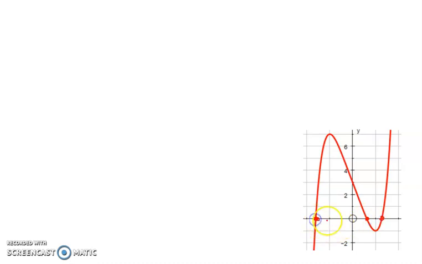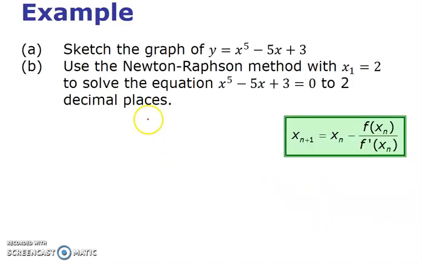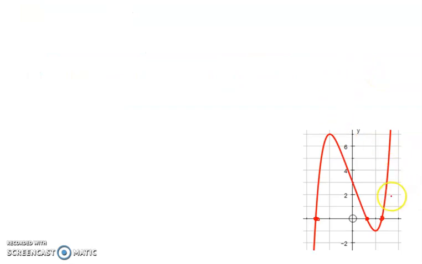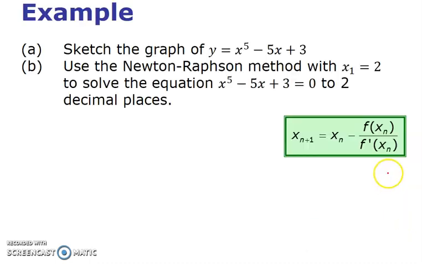There and there, and one of these is what it's going to want me to find. It says it wants me to start with x1 equal to 2. So if x1 equals 2, I'm assuming 2 is here, it doesn't really show you, and we're going to try to find the value where it crosses. It looks to me between 1 and 2, but I'm not exactly sure what it is. So anyway, going back to here, here's the function.